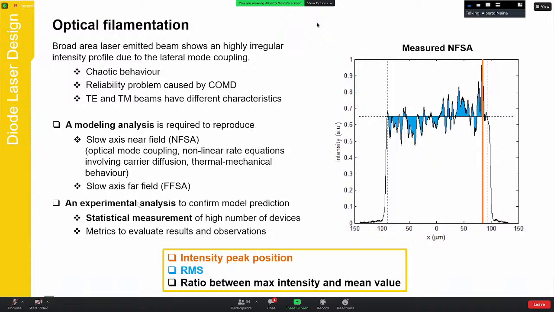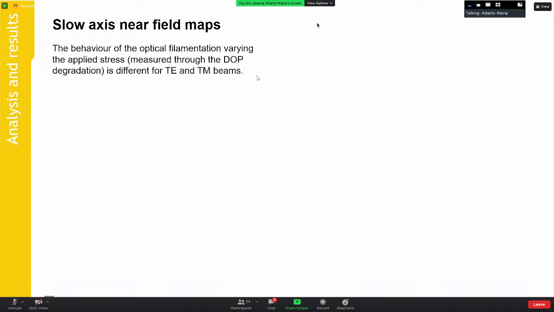We use a strong statistical method with a high number of measured devices. Moreover, particular metrics have to be defined to evaluate results and observations. To evaluate the irregularity of the near field, we select three main parameters: the intensity peak position with respect to the waveguide width, the RMS, which permits analyzing the variability of the profile with respect to the mean value, and the ratio between the max intensity peak and its mean value. Using these metrics, we are able to study how the optical filamentation varies with the stress applied to the semiconductor lasers, which is strongly related to the DOP degradation.